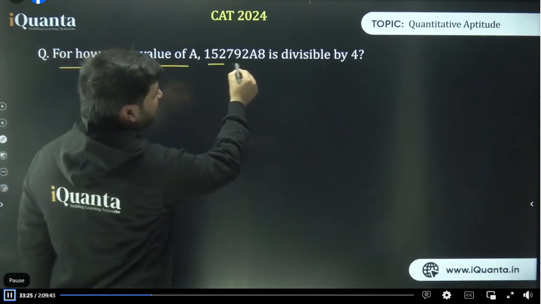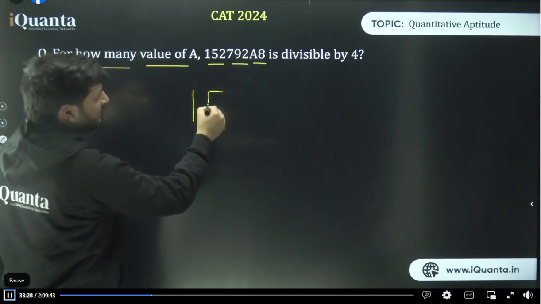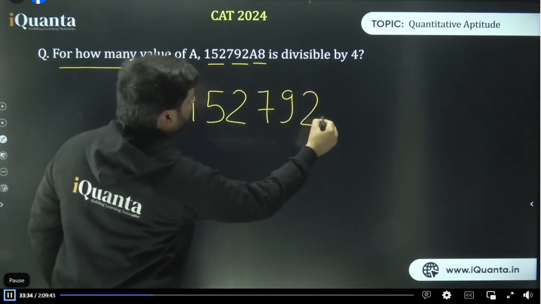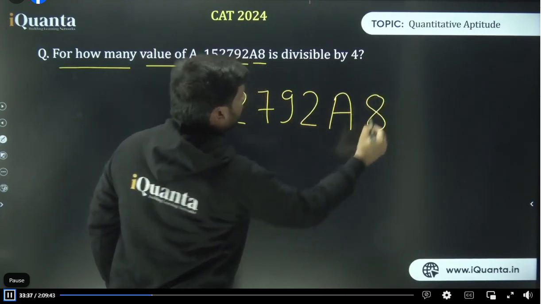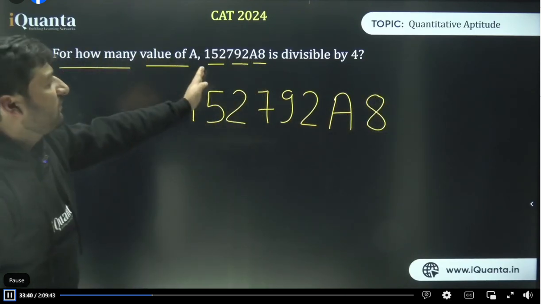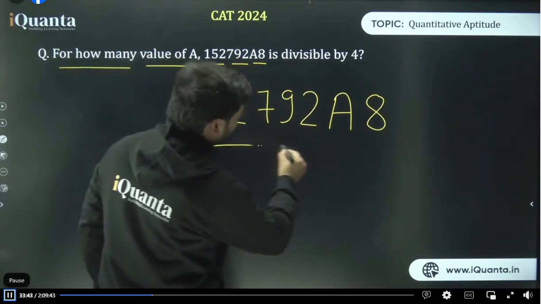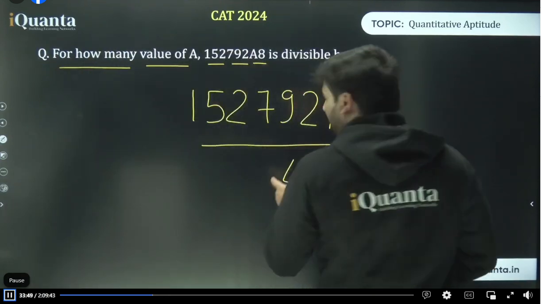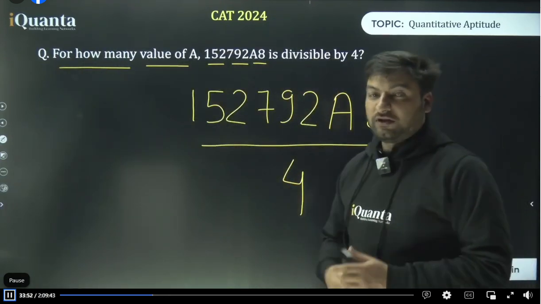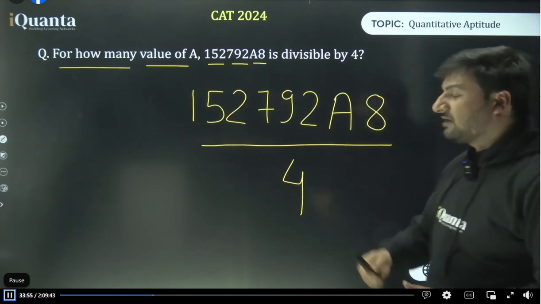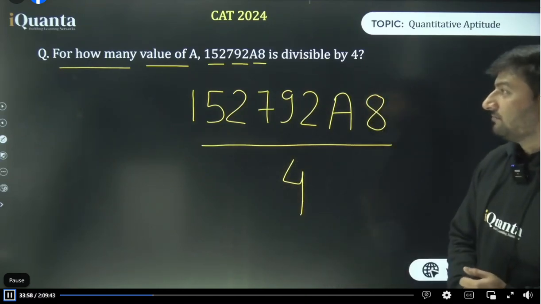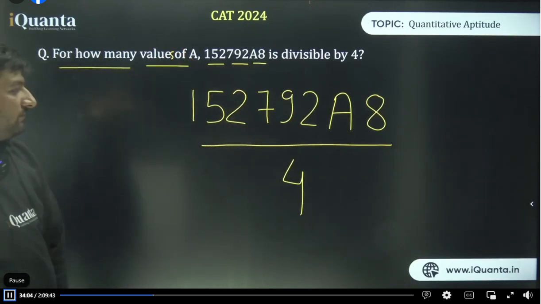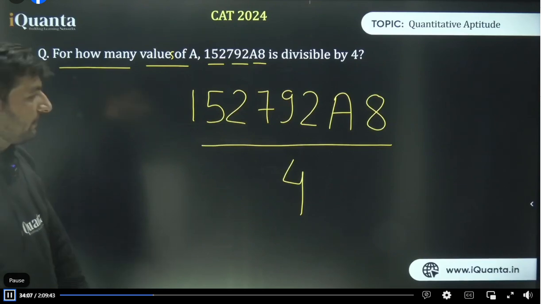a, 152 792 a and 8 — if this number is not visible to you, I'll just write it down again: 152 792 a and 8. Whether for how many values of a this number is divisible by 4. So you have to check the divisibility by 4. Try this question. Remember, you know the divisibility rule of 4 now. Recall it, apply it, and check whether you can answer this or not. So for how many values of a this number will be divisible by 4. Try this question.